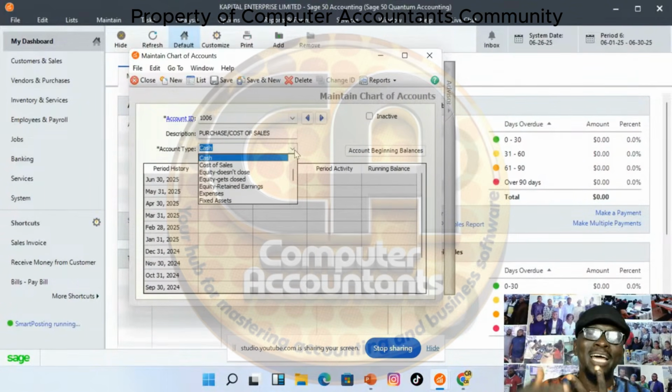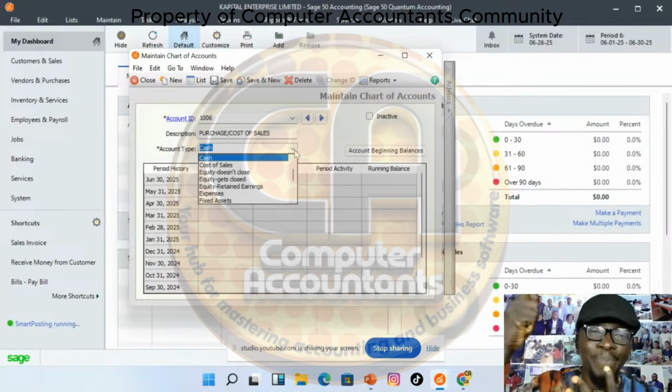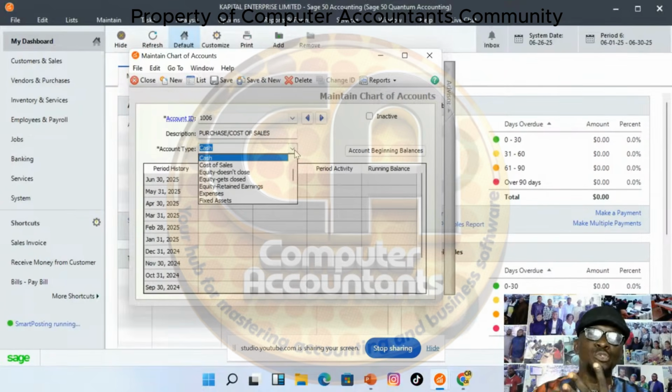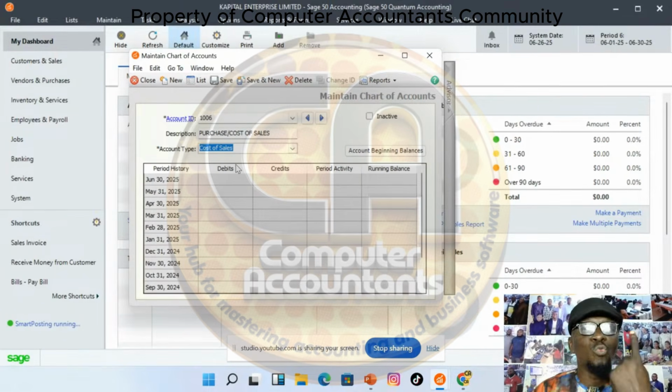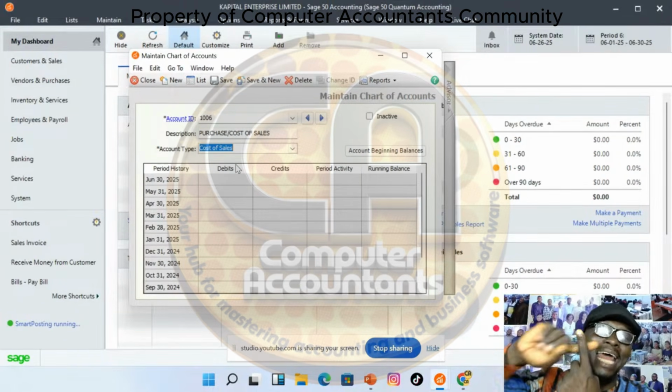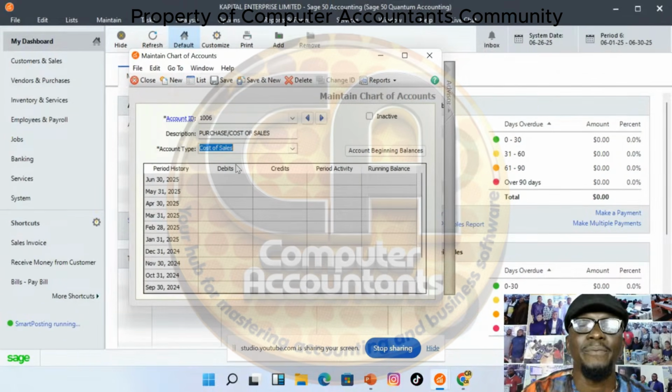It is the account that captures money spent in acquiring items to be resold or money spent in acquiring services from a vendor. Okay, so if it has to do with items to be resold, it falls under trading account. So that's why you have this cost of sales, what it costs us to bring in our sales items. So it falls under cost of sales, which is more like an expense.